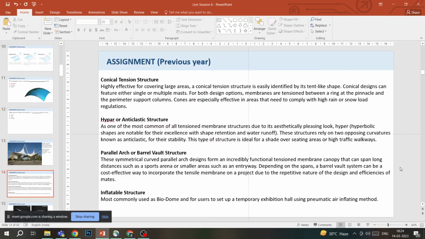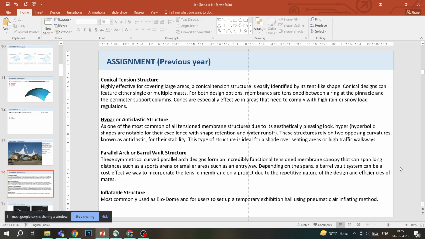So in terms of structures, conical tension structures are highly effective for covering large areas, and it's called a conical tension structure because it looks like a cone in its curvature, and it is easily identified by its tent-like shape. It looks like a tent. We all know how a cone looks, right? And that's the shape of a tent usually. So that's how it is easily identifiable.